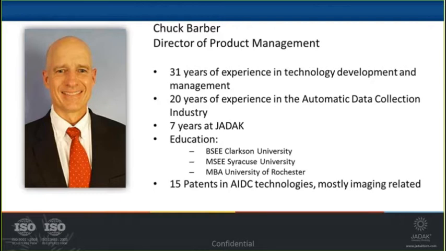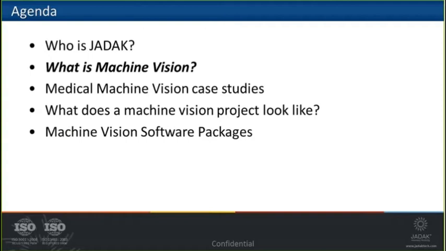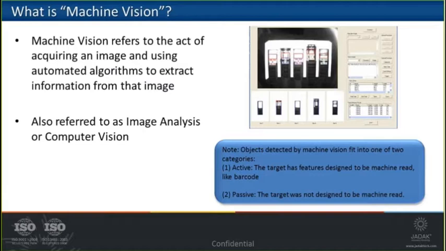And without much more said, we'll get right into the meat of the presentation here. So what is machine vision? We're going to start out really with some definitions and give everyone some background. Machine vision refers really to the act of acquiring an image and using algorithms to extract some information from that image. So automated algorithms, software. You can see from the graphic here, here's an example of what we do in machine vision all the time. So we're looking at some objects and we're extracting some information about those objects. You'll hear machine vision referred to as image analysis, computer vision, other words like that, but that's essentially it.